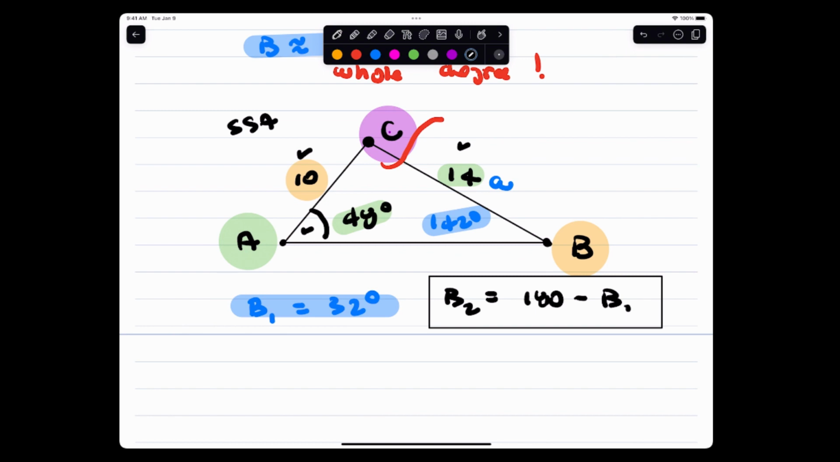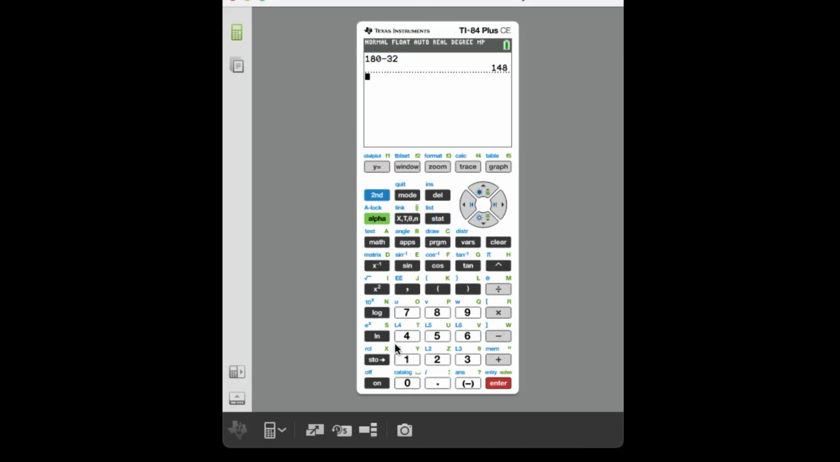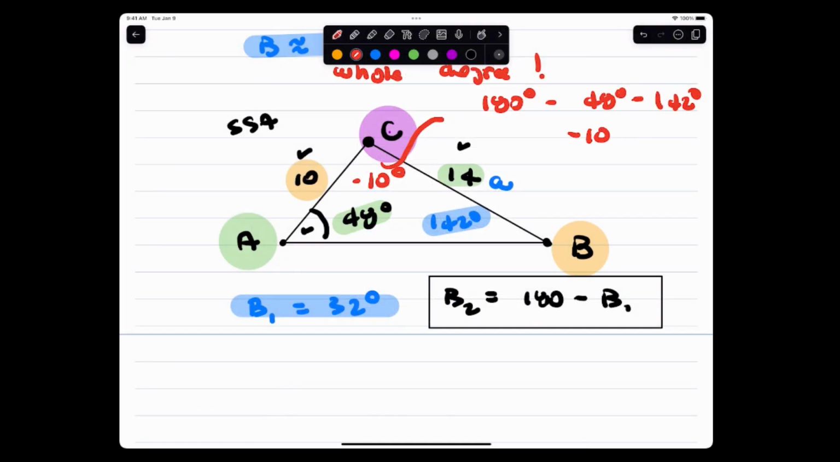So how do I get angle C now? From side-side angle. We did our homework over the weekend? Okay, so how do we get that? How do we always get a third angle? 180 minus what? 48 minus what? 142. Do you guys know what that is? Let's ask the TI. 180 minus 48 minus 142. What does that equal? Negative 10 degrees. Is that right? So that equals negative 10 degrees.